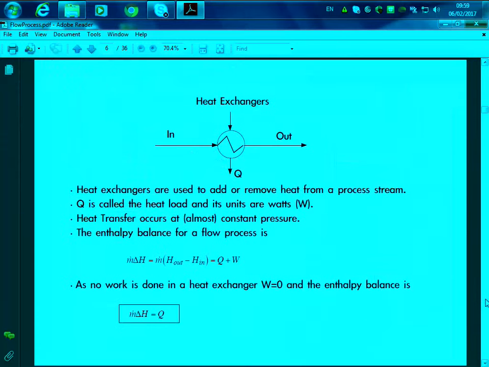Heat transfer, we will refer to it as happening at almost constant pressure. So there is very little change in pressure between the inlet and the outlet of the fluid, and therefore no work is done in a heat exchanger. So basically, Q will be the main important factor in here. So the enthalpy balance for here is m change in enthalpy will be equal to the heat transfer in the system. Okay.